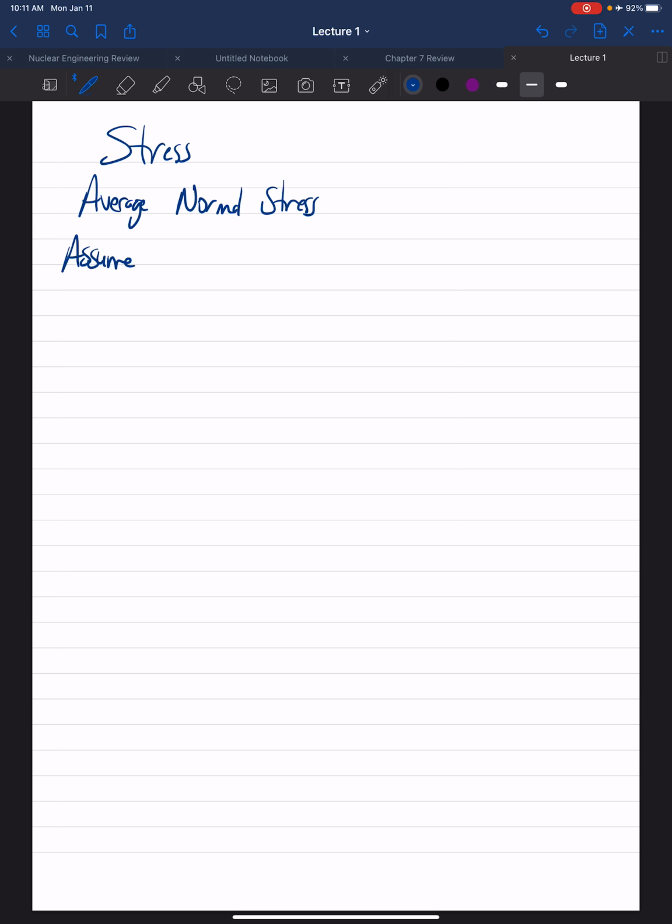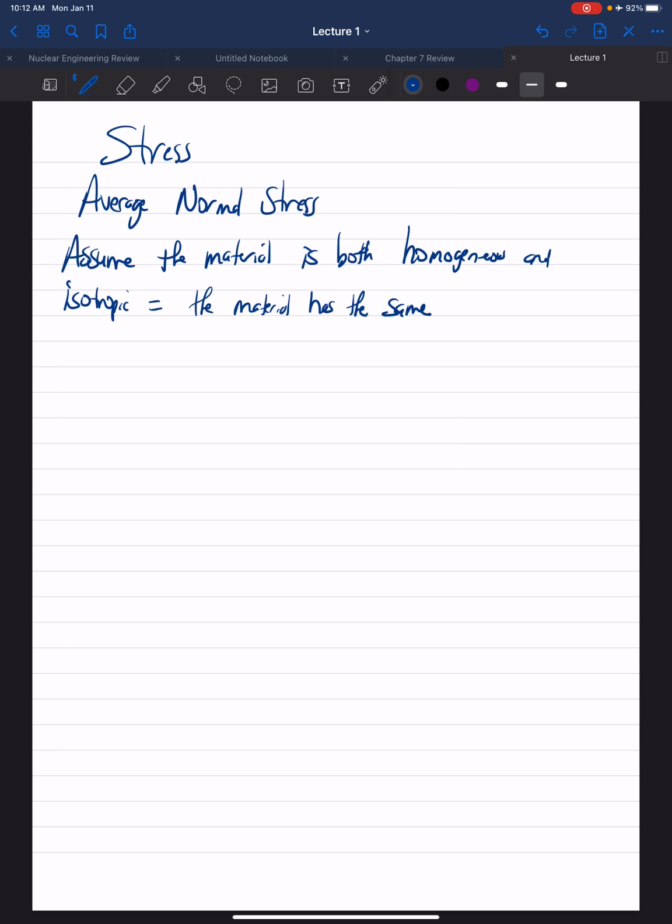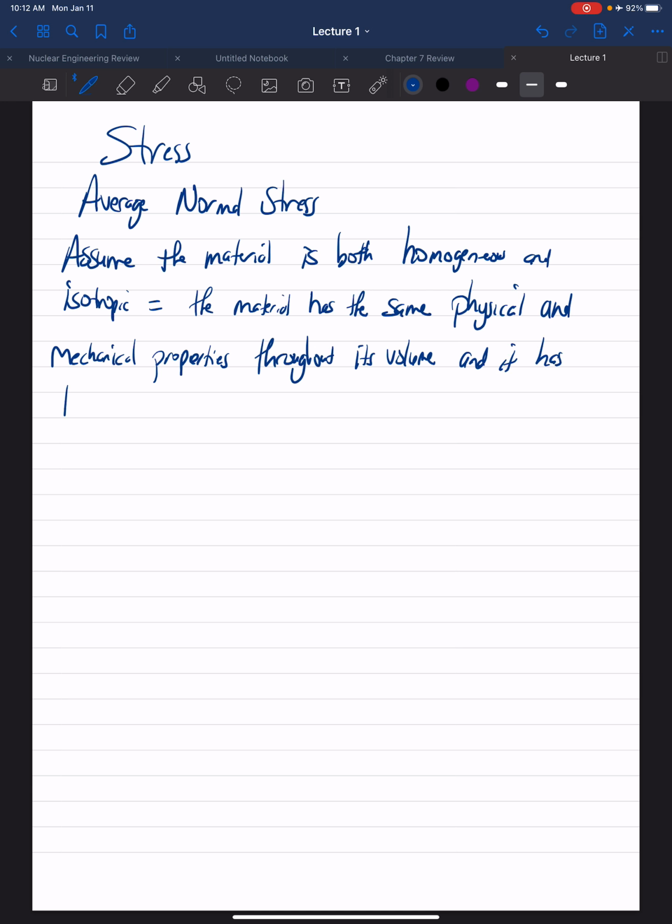So we will assume the material is both homogeneous and isotropic, which means the material has the same physical and mechanical properties throughout its volume, and it has the same properties in all directions.